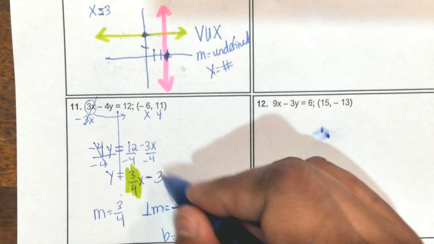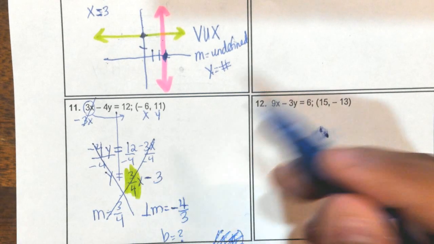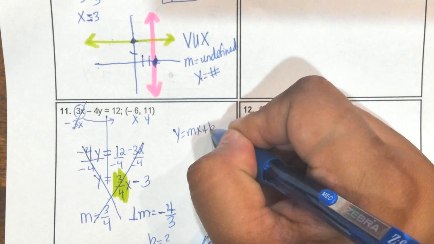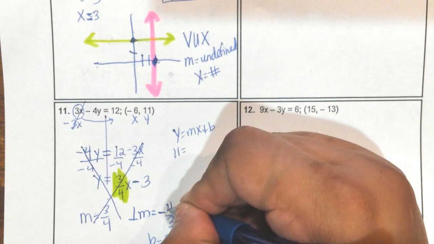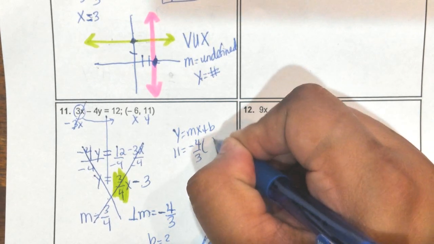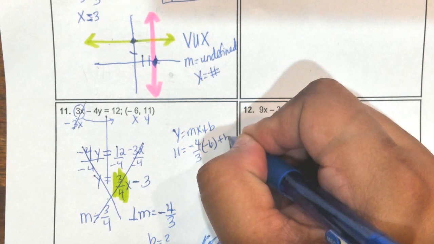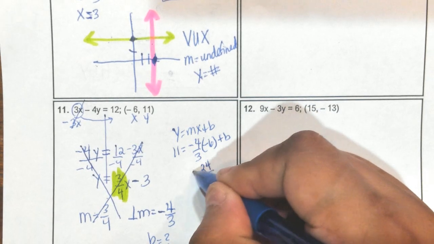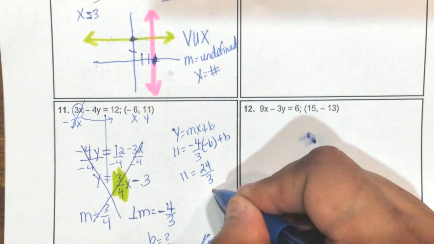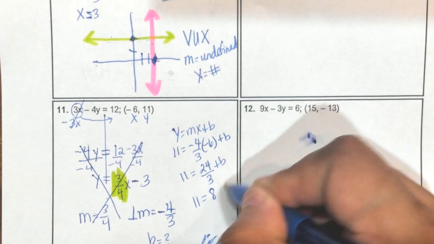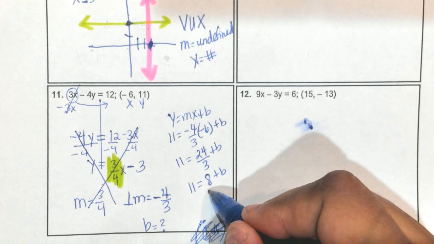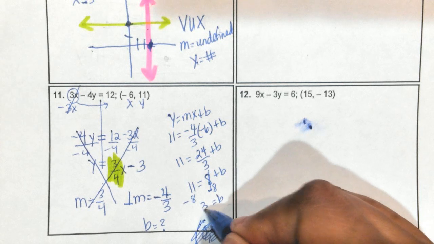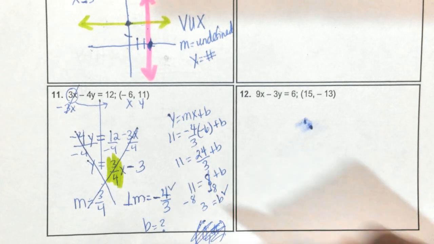So once you have your perpendicular slope, you can kind of disregard whatever you did over here and move on to y equals mx plus b and solve for b. What's your y? 11. What's your perpendicular slope? Negative 4/3. What's your x? Negative 6, plus b. What is negative 6 times negative 4/3? 24 over 3. What is 24 divided by 3? 8. How do you get rid of this 8 here? Subtract 8. What is 11 minus 8? 3. There's my y-intercept. That's my b.